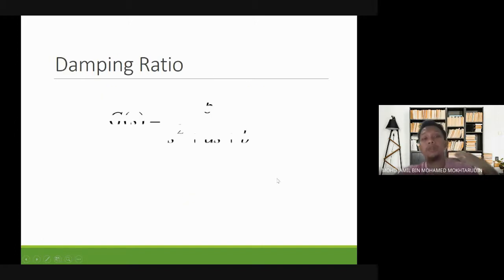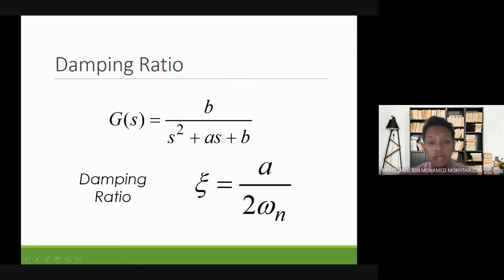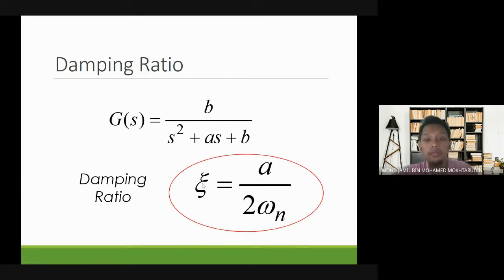Now, what is damping ratio? So from the general equation just now, damping ratio equals A over 2 times omega n. Okay, so this formula must be memorized. Okay. There is no easy-to-understand definition.